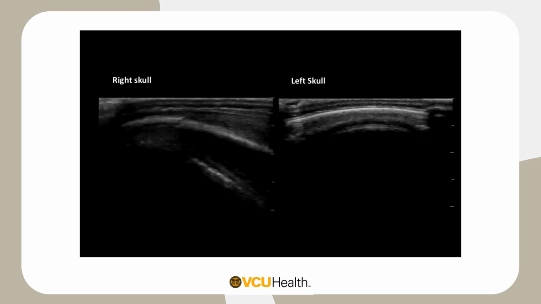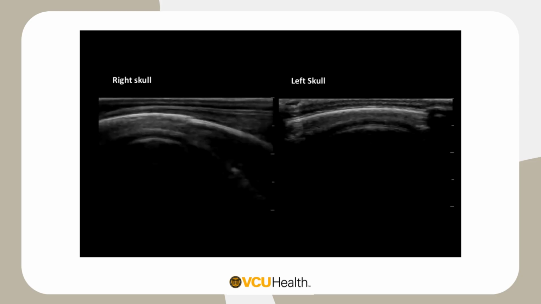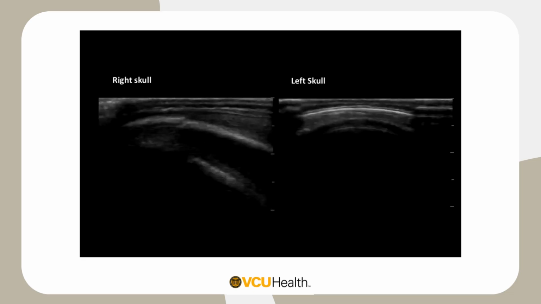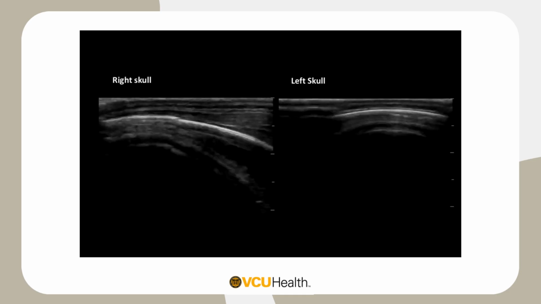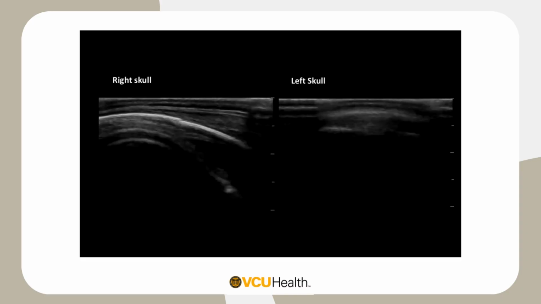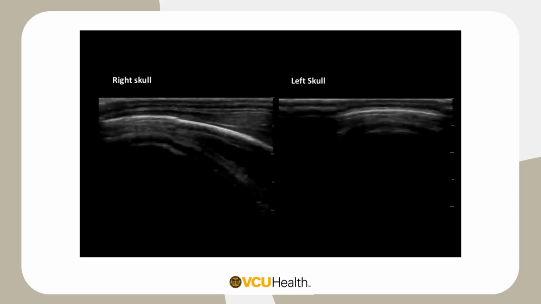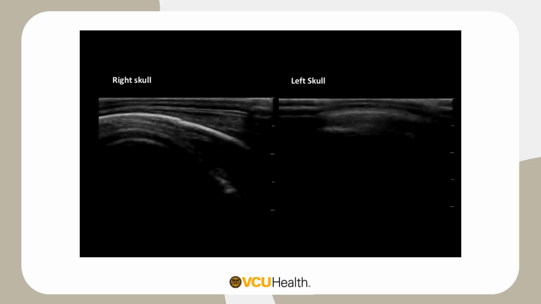So here's an example of the right skull. This is from a trauma, but whether this is a suture line or a fracture, we don't know. Your best way to compare is the other side of your skull in the same area. So this is indeed a fracture rather than a suture line.